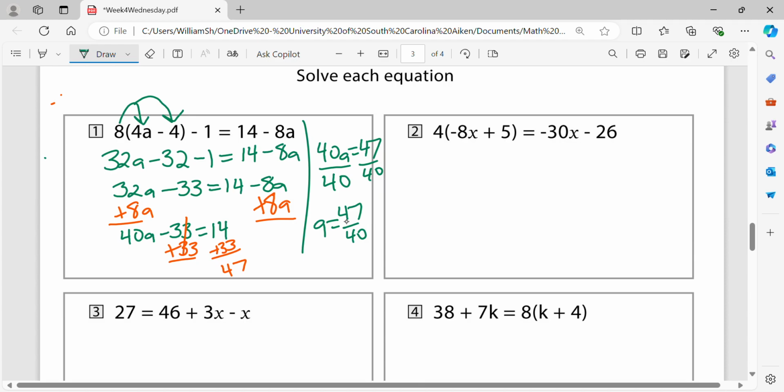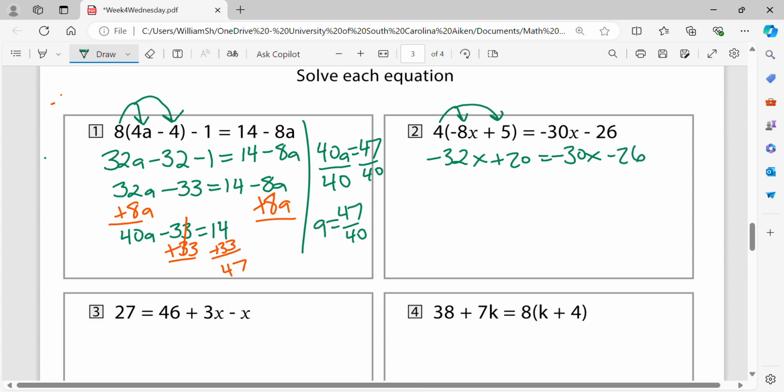Number 2. I've got 4 times parentheses negative 8x plus 5 equals negative 30x minus 26. I need to simplify this left-hand side first. I'm going to start by distributing in order to do that. So here I have 4 times negative 8 is negative 32x. 4 times 5 is 20. I'm going to rewrite my right-hand side of the equation.